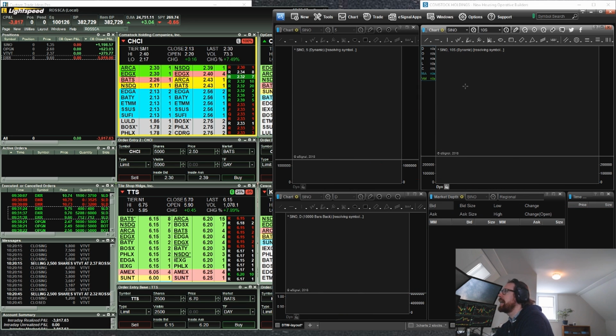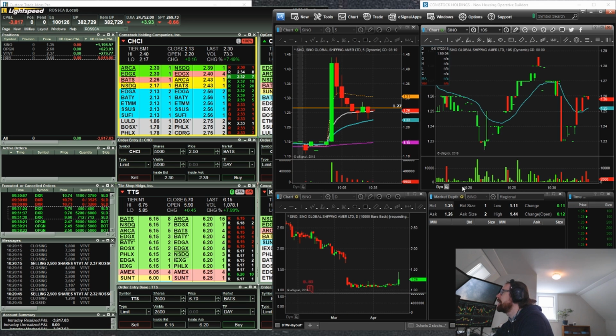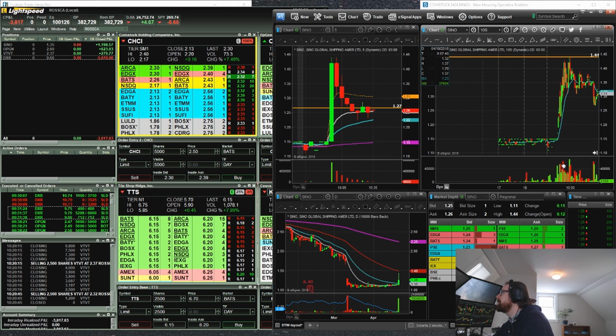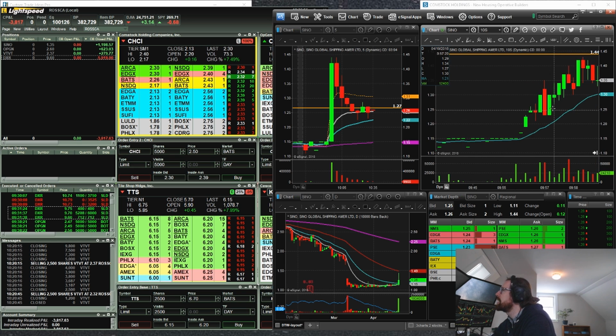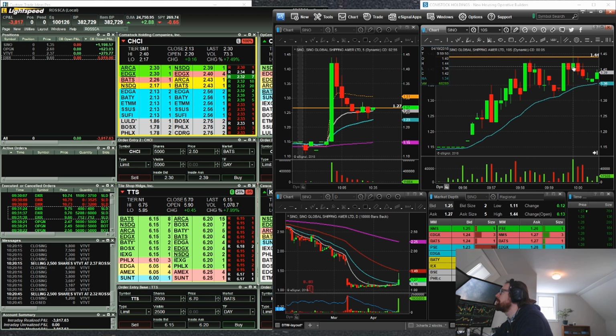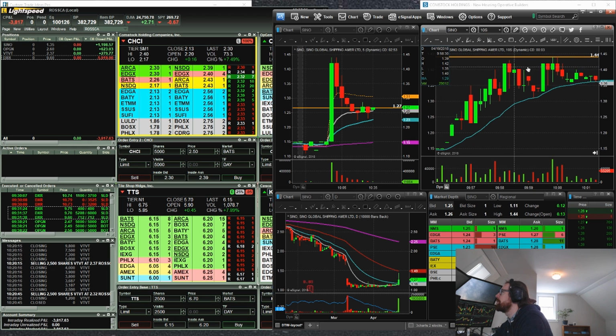Next one, Sino, S-I-N-O. This one, kind of a surprise, just all of a sudden hits the scanners. It squeezes up from about $1.15 to $1.30. I jumped in at $1.29. It pops up to $1.40. It pulls back, then squeezes up to $1.44. I sold through this area here at about $1.40.